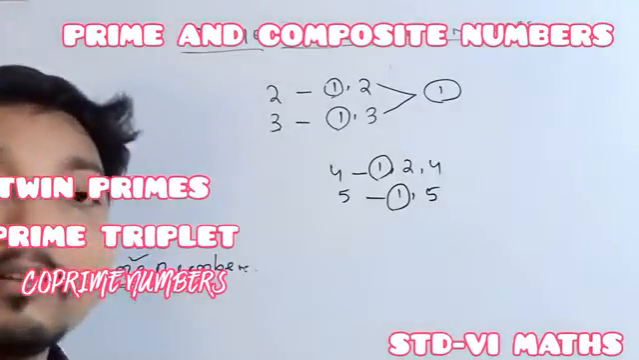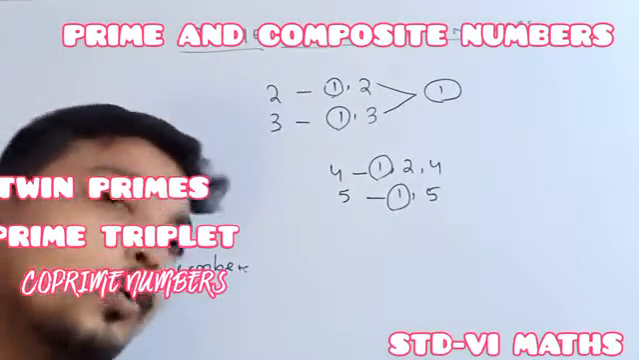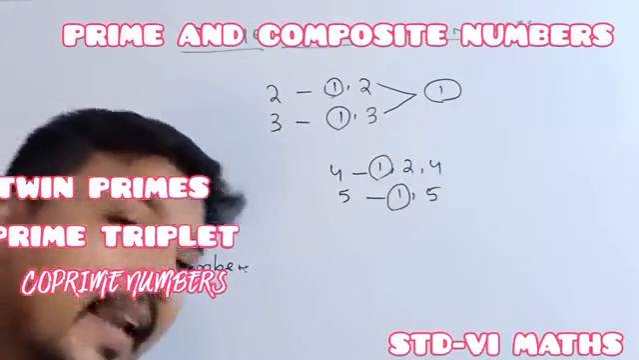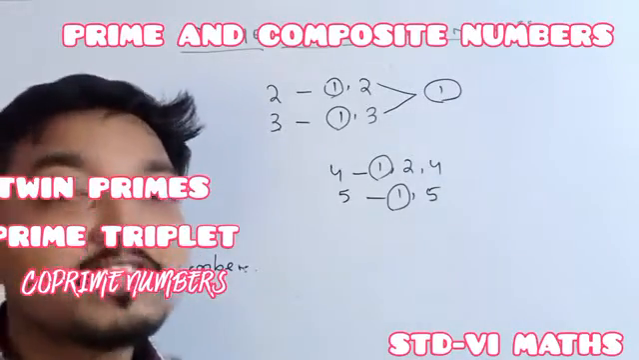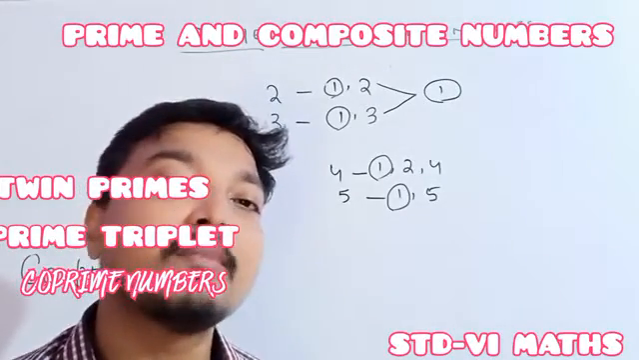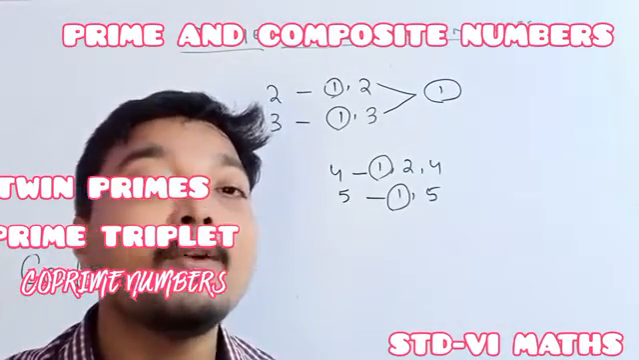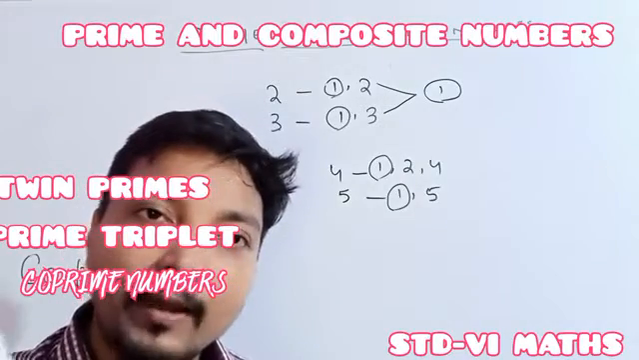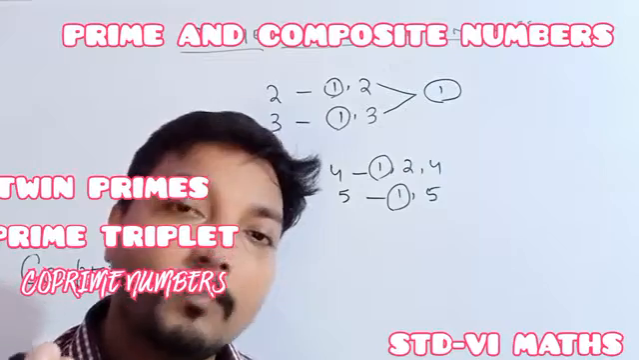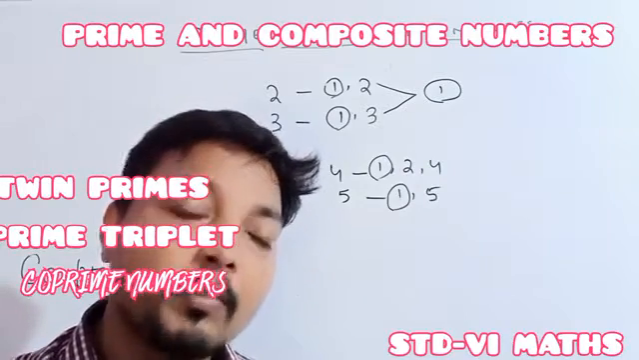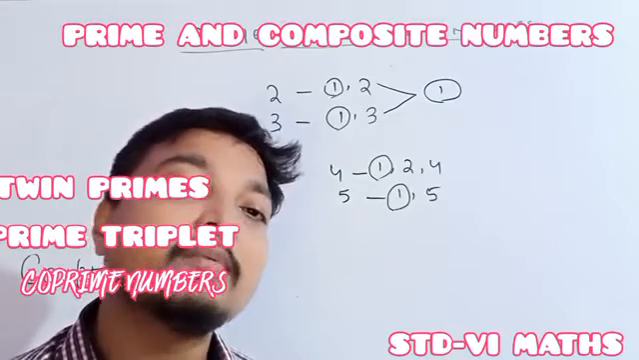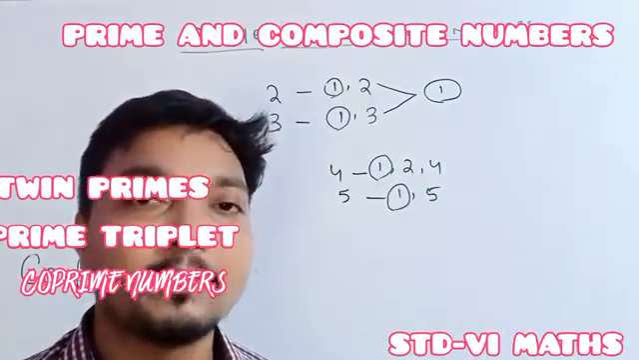Any two consecutive numbers you may take, like 1, 2; 2, 3; 3, 4; 4, 5; 99, 100, you will always find that the two consecutive numbers are coprime numbers. So remember one point: every pair of consecutive numbers, we can call them coprime numbers.